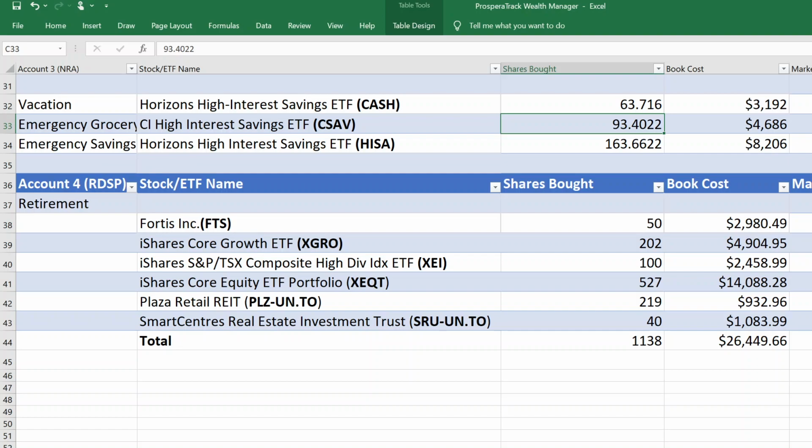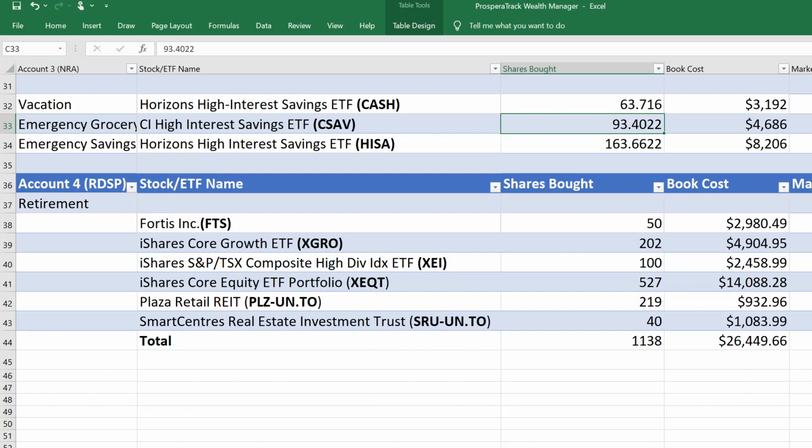I should be more aggressive at the beginning, while I'm still young, and hence one of the reasons why my primary focus in terms of investment at the moment is in my XEQT shares. So let's move on.